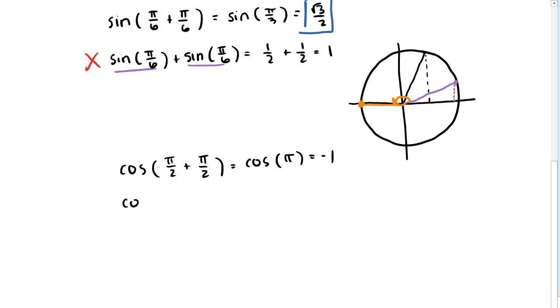And if we try to break this apart as cosine of pi over 2 plus cosine of pi over 2, well, at pi over 2, we're at this 90-degree angle. And cosine of pi over 2, the x-coordinate at that point, is 0. So here this would give us 0 plus 0, which is definitely not equal to -1. So again, this is just another illustration of the fact that we can't evaluate cosine or sine in this way.